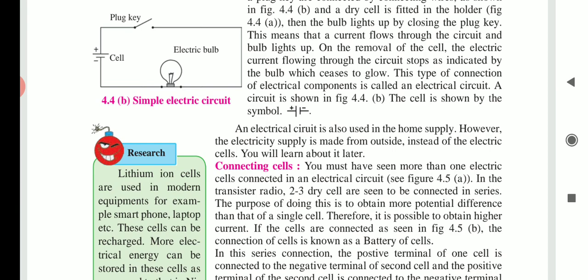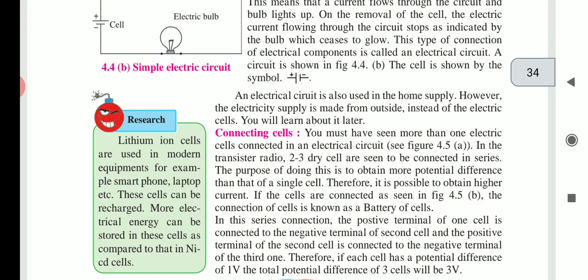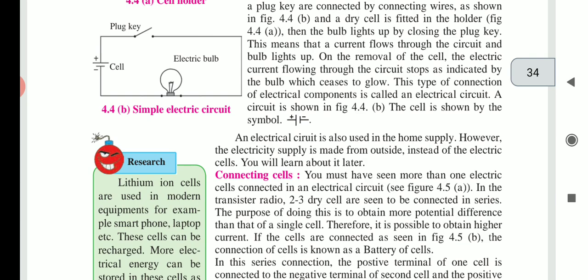So see the figure, that simple electric circuit is shown. Observe it carefully, okay, and draw it in your notebook. The cell is shown by the symbol of a battery, that is two parallel lines, along with two charges at either end.